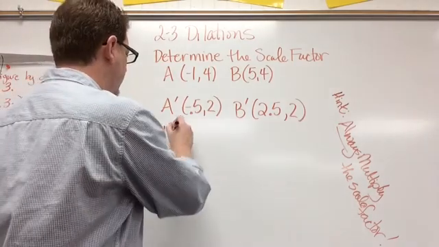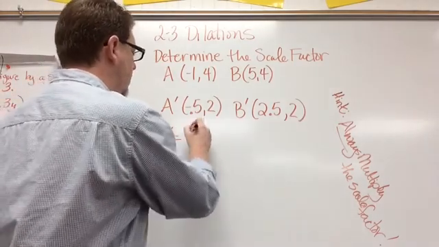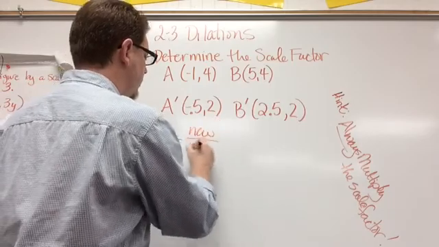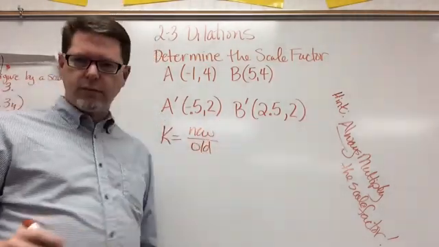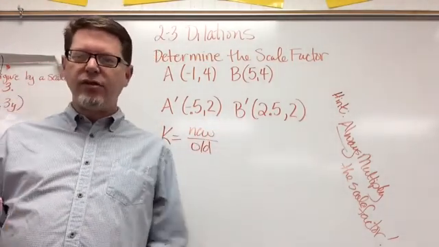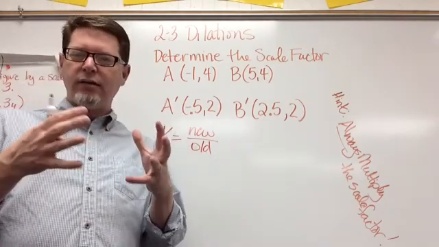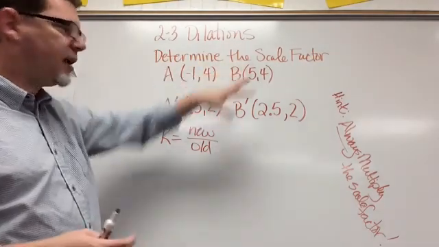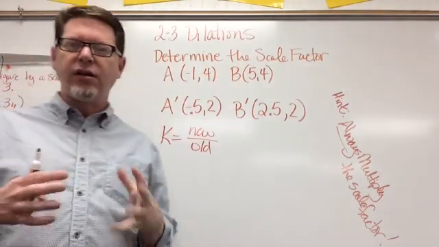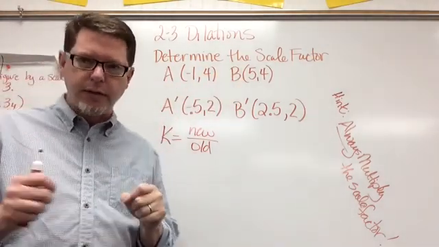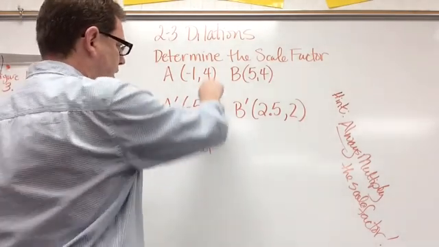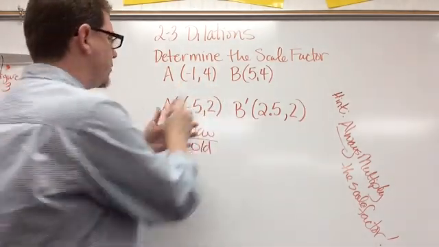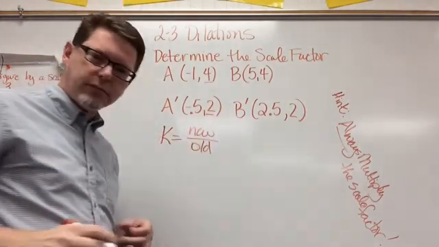Well, you'll remember from a while ago that K equals new over old. Okay? So what I have to do is just pick one set of numbers. I've got a lot of numbers here, but I'm just going to find the easiest one to deal with. So I've got a 4 and a 2 right there. I think that 4 and a 2 is a good one to deal with. So I'm going to choose that 4 and that 2.